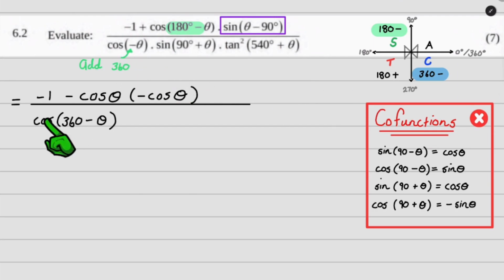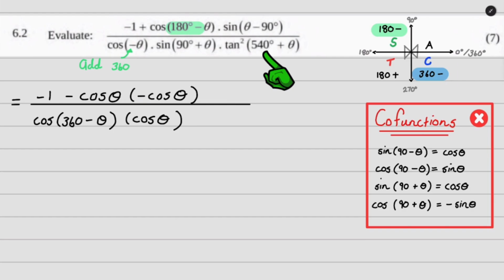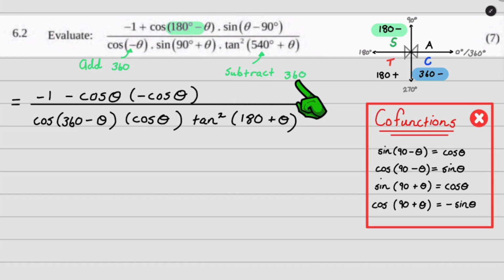Okay, now that we've sorted out that one, let's direct our attention towards that. That's a pretty stock standard co-function. So sine of 90 plus theta changes into cos theta. So this whole thing will change into cos theta. And then this 540 is not normal, so to make it normal, I'm going to subtract 360. And 540 minus 360 will just give me 180.